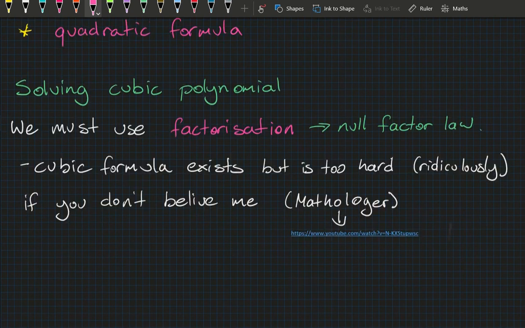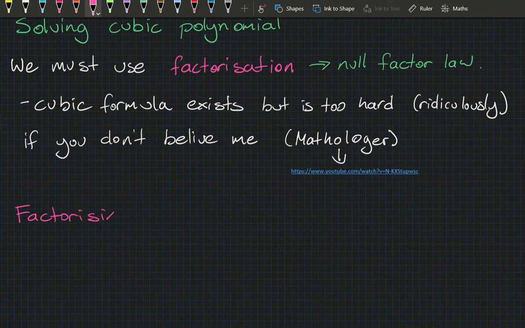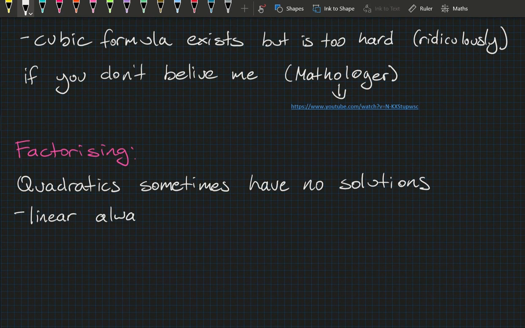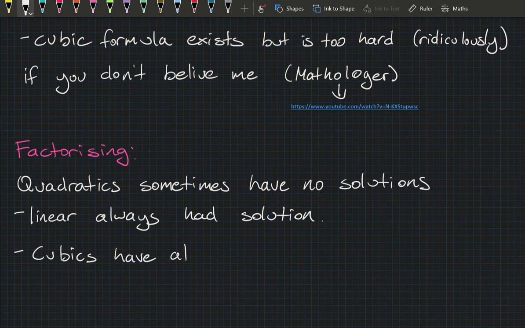Alright, so let's talk about factorizing for the cubic polynomials. So after doing our quadratics unit, you know that quadratics sometimes have no solutions, where linear graphs always had a solution. And just like linear graphs, cubics always have at least one solution.